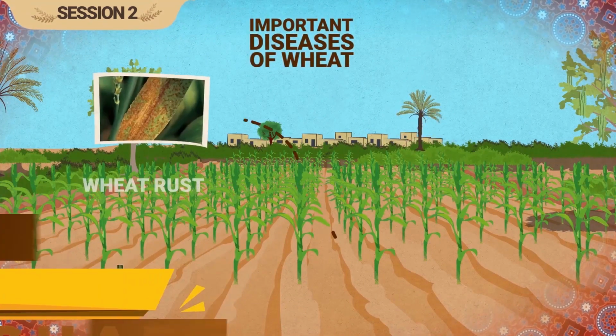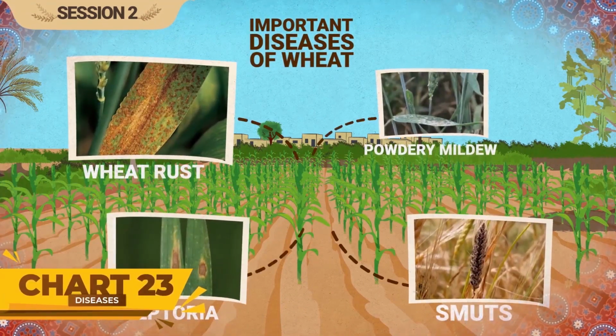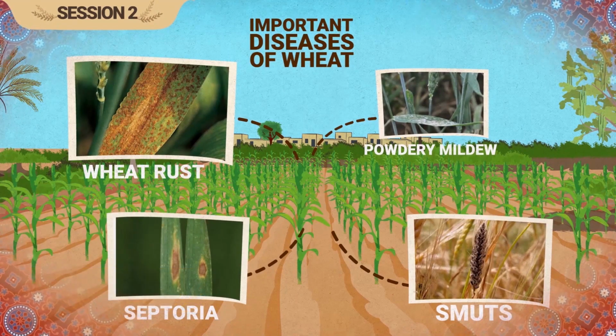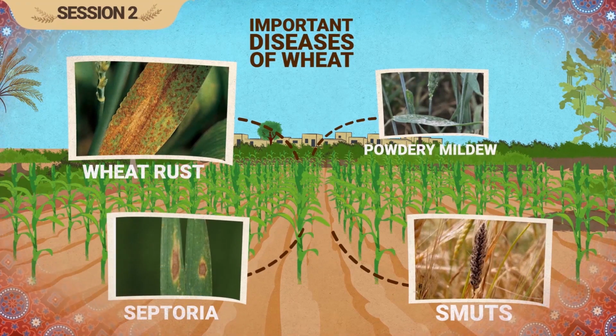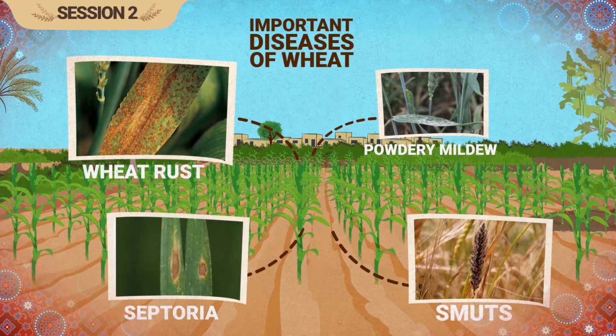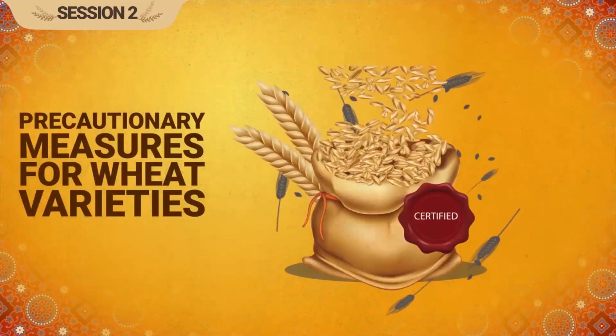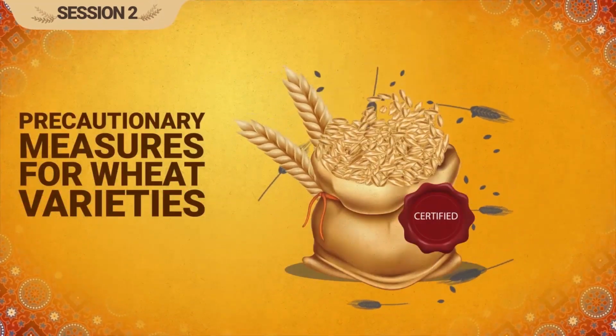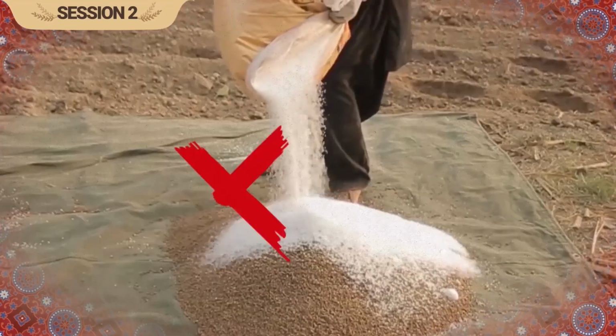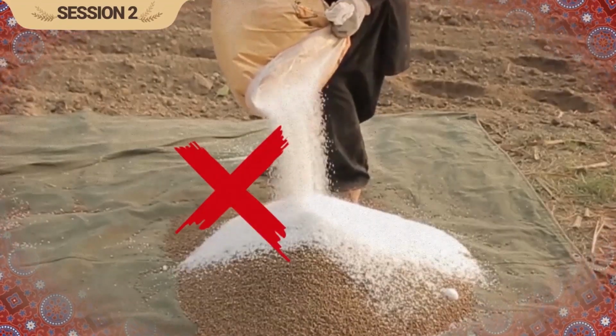Diseases. Rusts, smuts, powdery mildew and septoria diseases significantly harm wheat, reducing the yield and the quality of the produce. As a precautionary measure, use resistant varieties and seed treatment. Do not over-apply fertilizer.